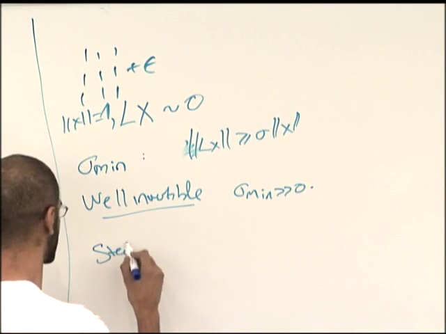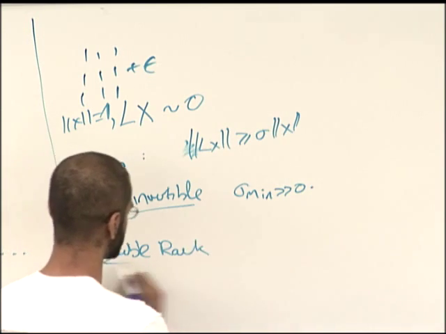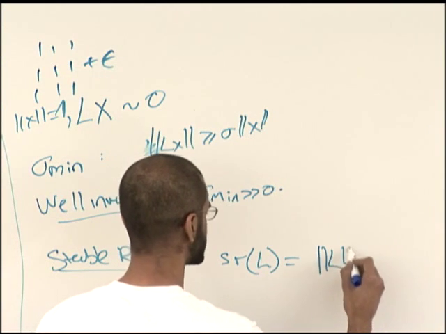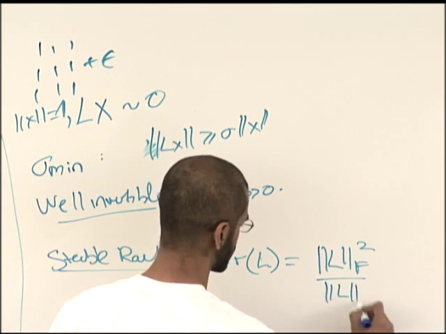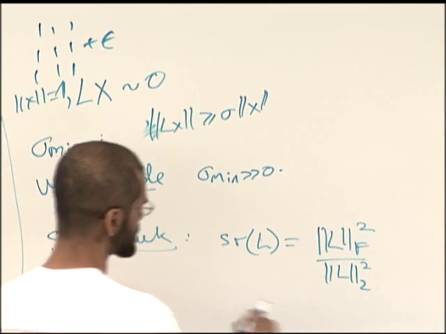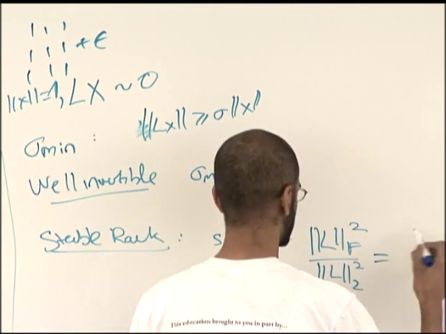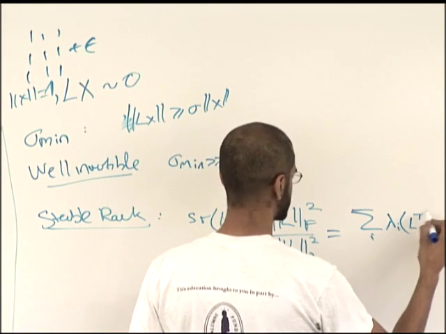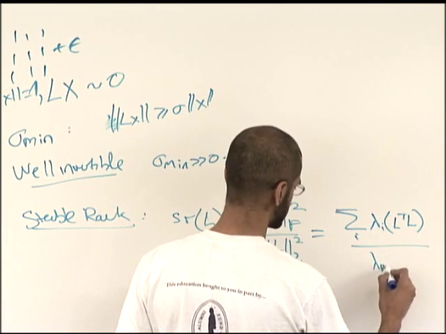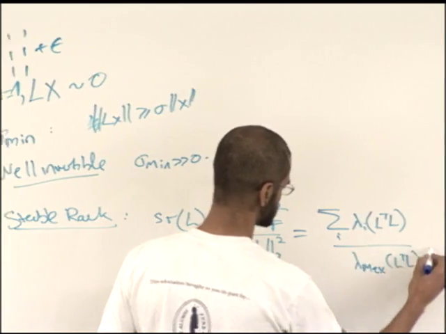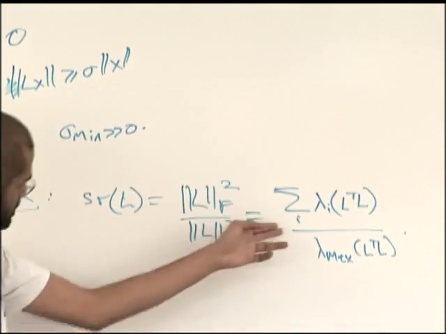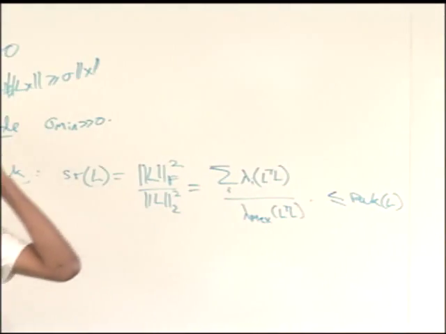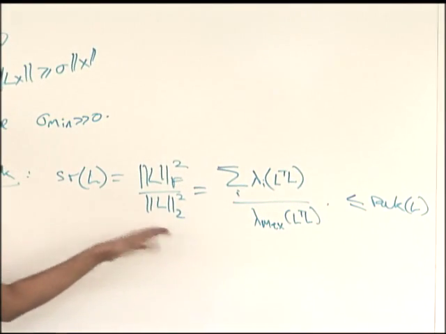There's something called the stable rank, or the numerical rank. The stable rank of a matrix L is the Frobenius norm squared divided by the 2-norm squared, where this is the operator norm. This is the sum of the eigenvalues of L transpose L divided by the largest one. From this expression, you can see that this is always at most the rank of L. So this is some relaxation of the rank. This is not an integer; it can be any number.